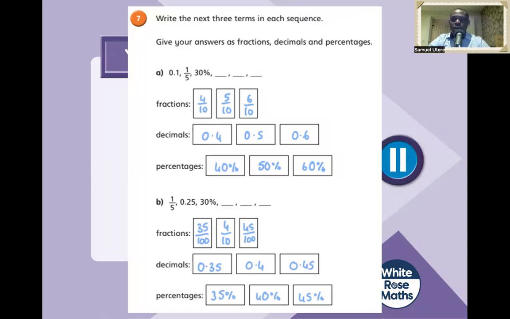So that brings us to the end of our lesson. So what have we learned so far? We have learned in this lesson that you can use the knowledge that a fraction is division to work out the decimal equivalent of a fraction. And once you have the decimal, you can multiply that decimal by 100 to convert it into a percentage. And remember, when you write a percentage, you must put the percentage symbol after the number.